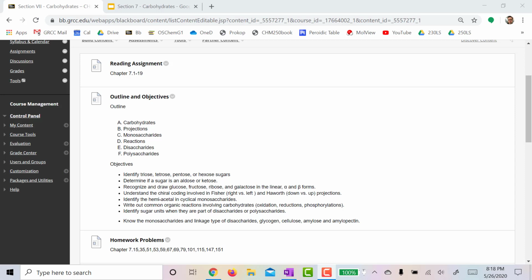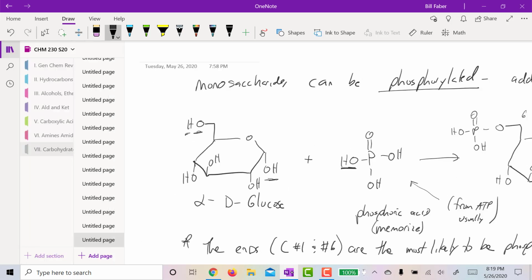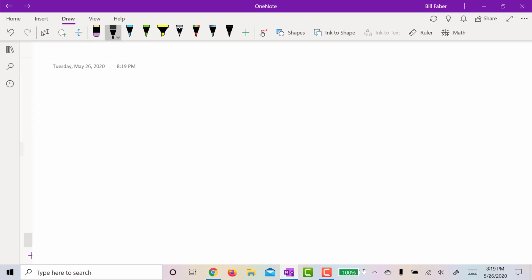So these last two sections, E and F, have a lot in common because it's really about how these monosaccharides link together to form what we call disaccharides or polysaccharides. And so I am going to start with disaccharides. And I already defined this earlier for you, that it's two monosaccharides connected by a covalent bond.